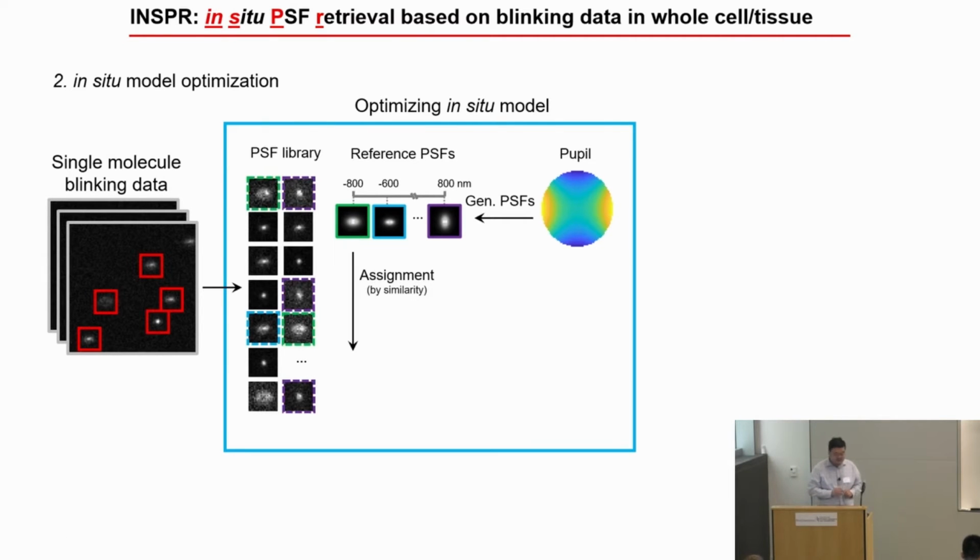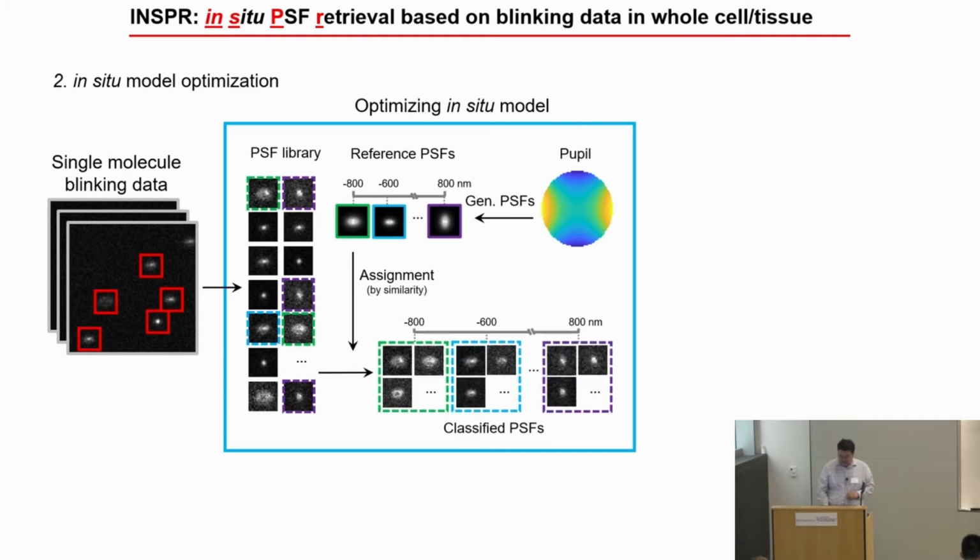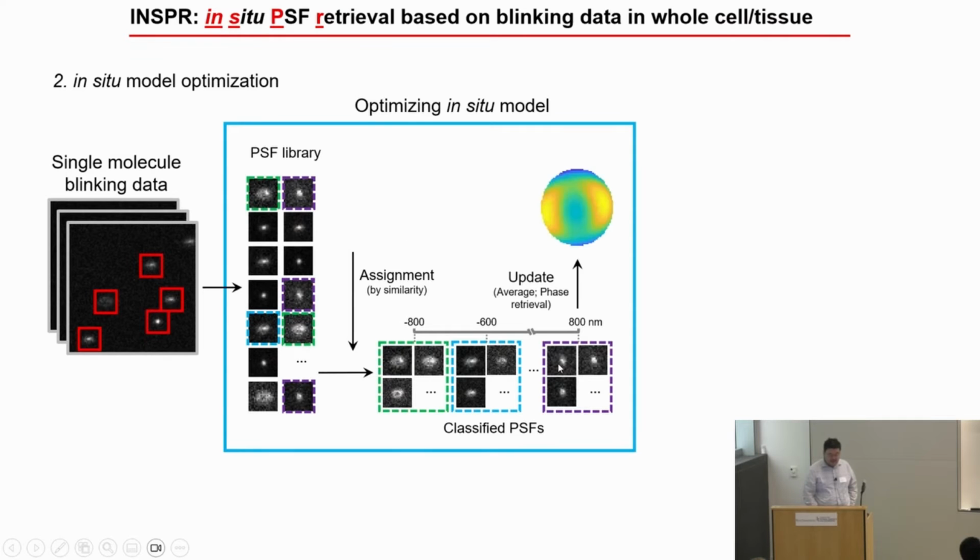Each of the point-spread functions will be calculated against these references for their similarity. Similar PSFs from the acquired data will be grouped together into different bins in the Z positions, and therefore they can be averaged and summed together. Once you've done that, you have an updated PSF stack. This PSF stack can go on and generate a new pupil function.